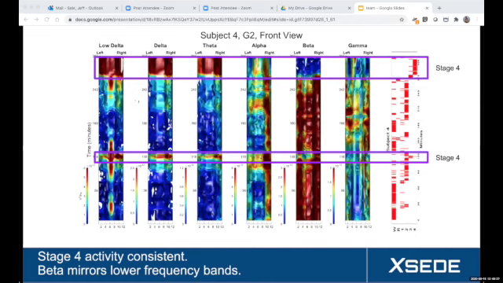Here we have subject 4, MEG channel 2, viewed from the front of the brain. And in this visualization, we see similarities between brain activity during the 2 occurrences of stage 4 sleep. And also beta, again, appears to mirror the lower frequencies.